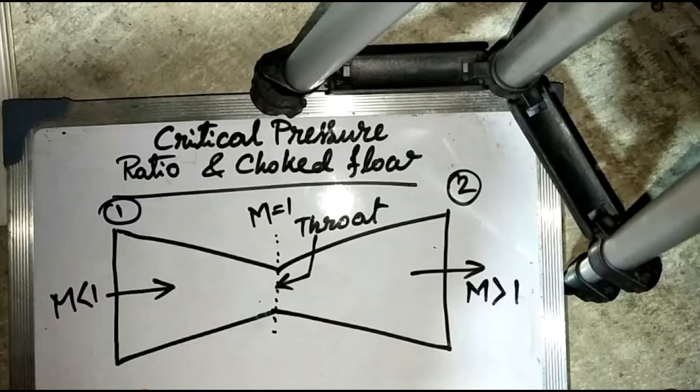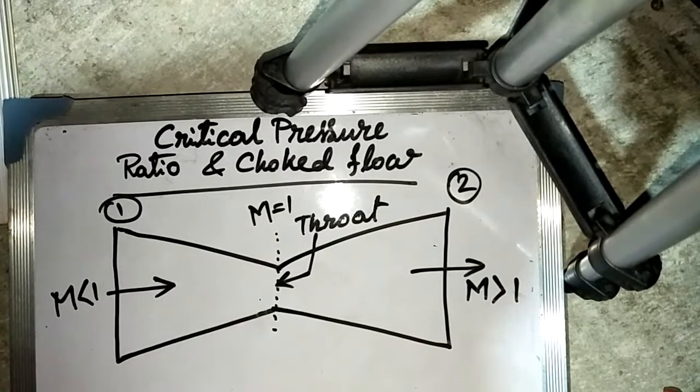In the last lecture we have learned about the different types of nozzle, flow through nozzle, the velocity of pressure pulse in fluid, the velocity of sound in ideal gas, the stagnation properties, the subsonic and supersonic nozzles, this kind of thing. Now we are going to learn about the critical pressure ratio and choke flow.